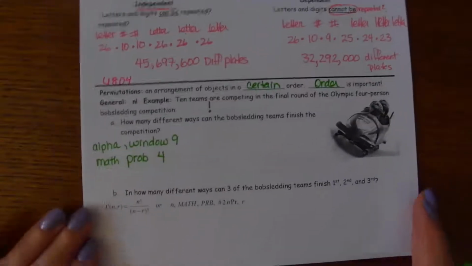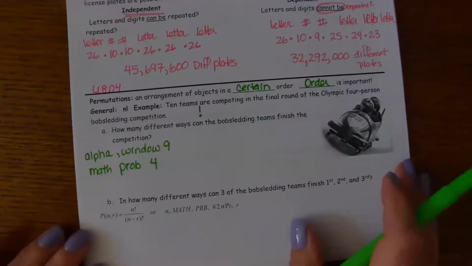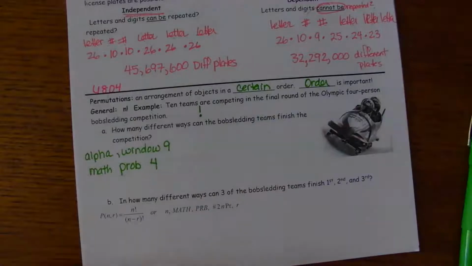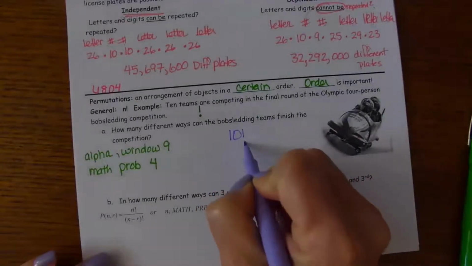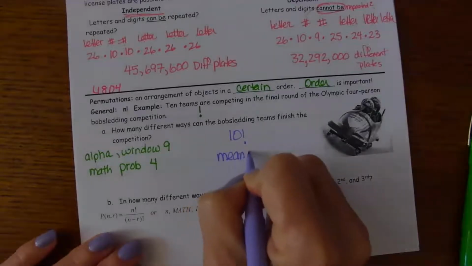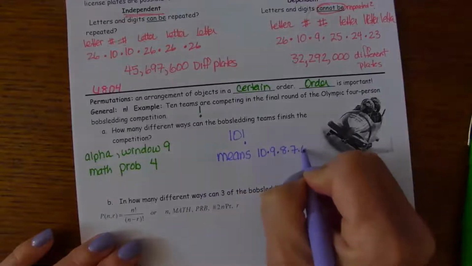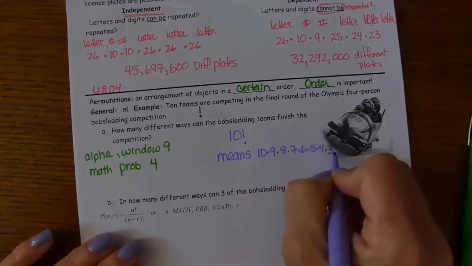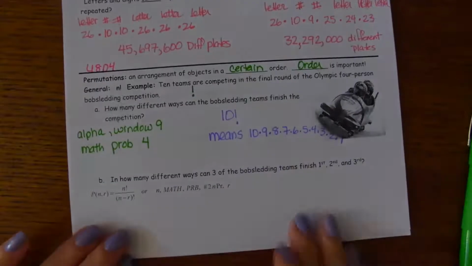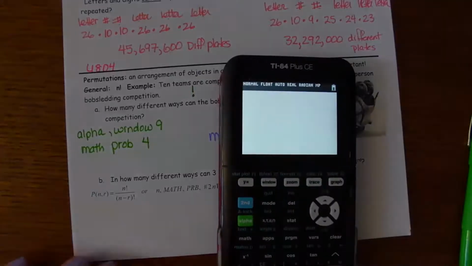It's got the button. So let's look at this. 10 teams are competing in the final round of the Olympic 4-person bobsledding competition. How many different ways can the teams finish the competition? Well, there's 10 teams, so they can do it 10 factorial. 10 factorial means, write it down one time so you know what that means. Oh, I went crooked because I ran out of space, okay? But it's 10 times 9 times 8 times 7 times 6 times 5 times 4 times 3 times 2 times 1.